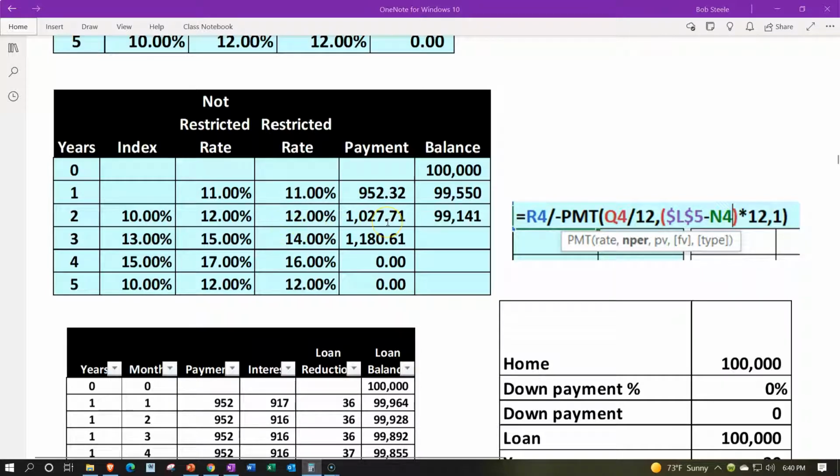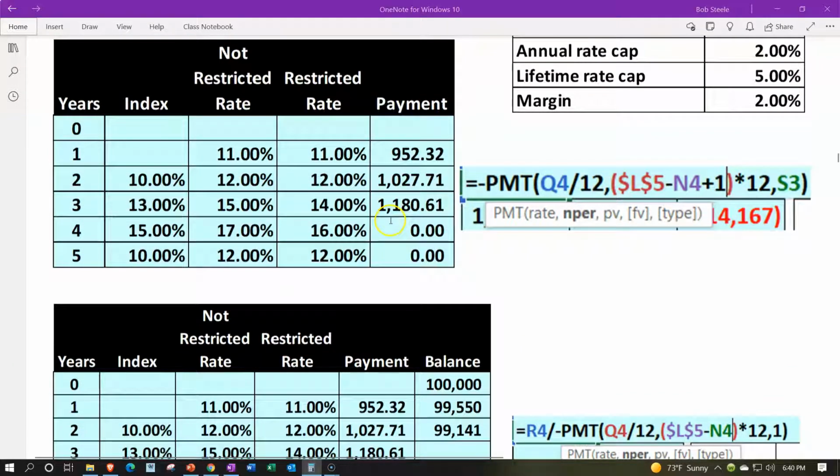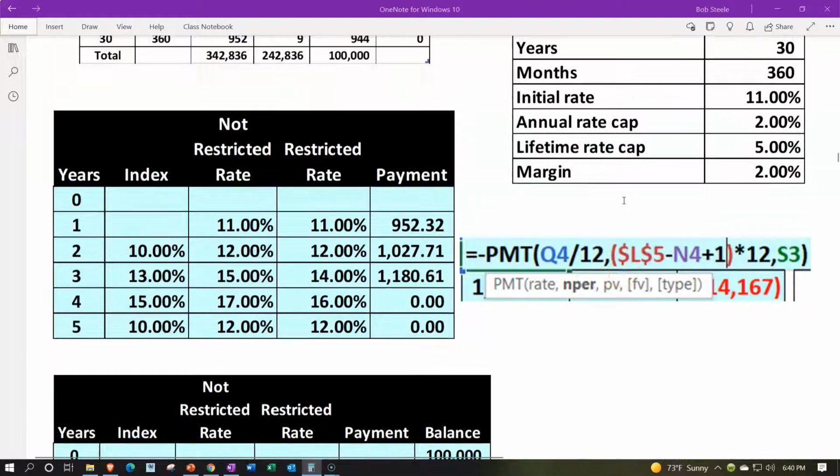Here we got the next payment item. This is going to be the payment item for the second one. So we're calculating this one at the 12%, would be negative payment. The rate's going to be the 12% divided by 12, and then comma. We're looking at years first. L5 is representing the 30 years minus N4, which is now moved down to be 2. That's going to represent this 2 cell plus 1. That's 30 minus 2 plus 1, or 29 at this point.